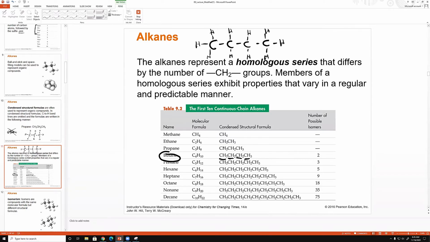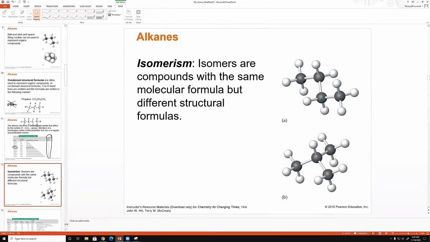Okay, so then we have another thing. Are there any questions on that first? No? All right, then we have another column here that says number of possible isomers. So what is an isomer? Let's look at the next slide to figure that out.